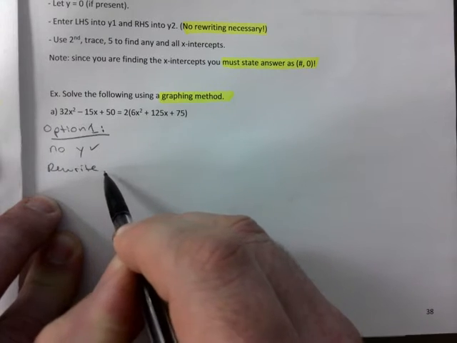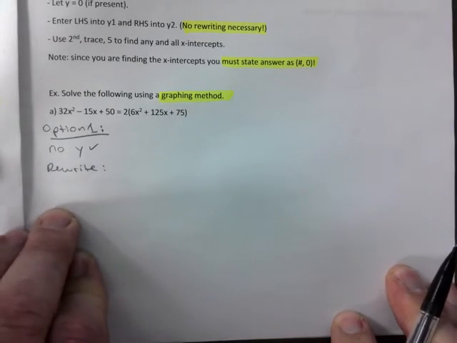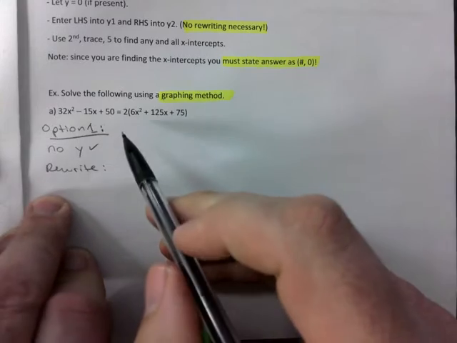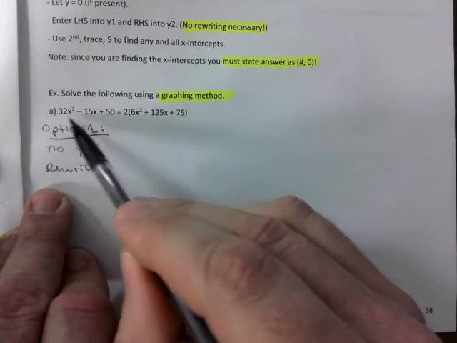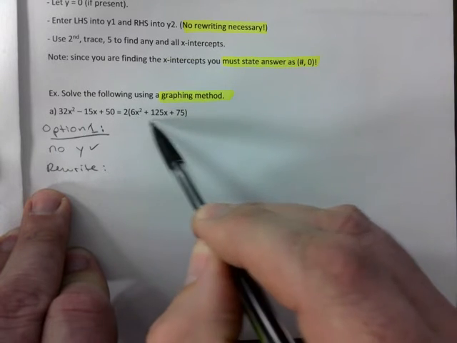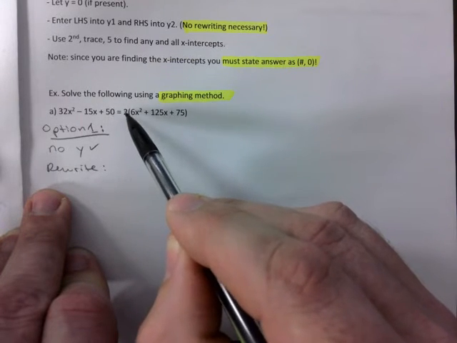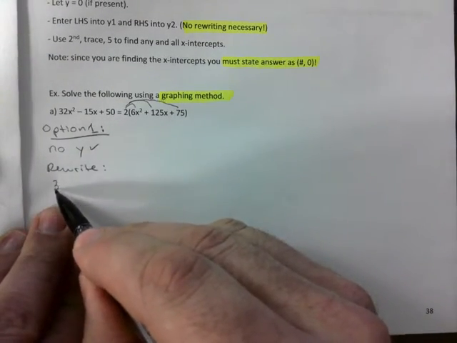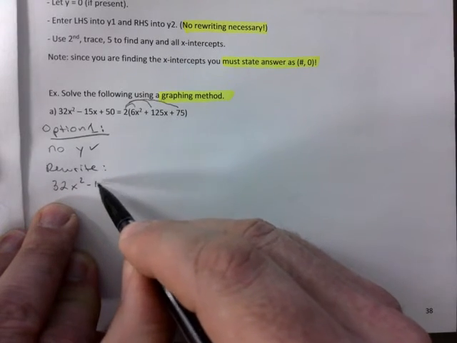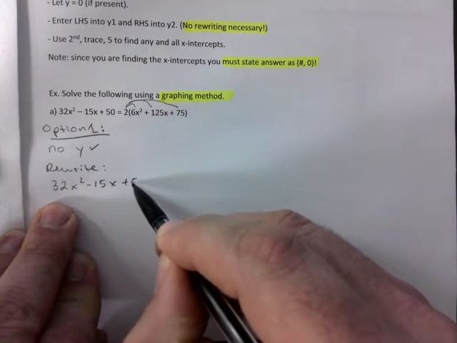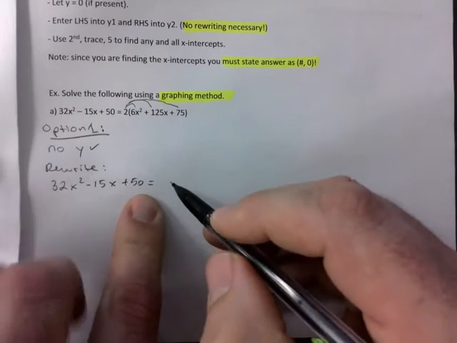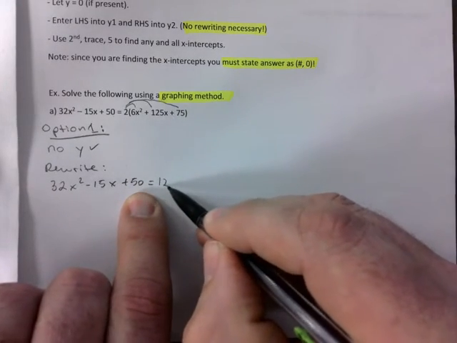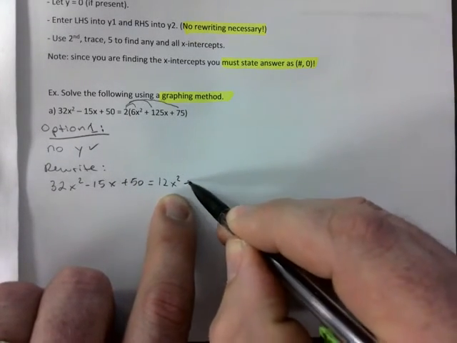Rewrite. And this is where you have to do a significant amount of work. So if you look at the whole thing, the left side is pretty clean, like it's x squared, x, and 50. On the other side, there's a little bit of work that needs to be done, which is distributing the 2 and getting rid of the bracket. So I'm going to go 32x squared minus 15x plus 50. And please take your time. Do not rush from one step to the next. So I'm multiplying that out.